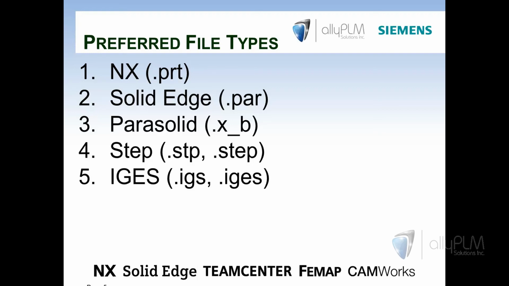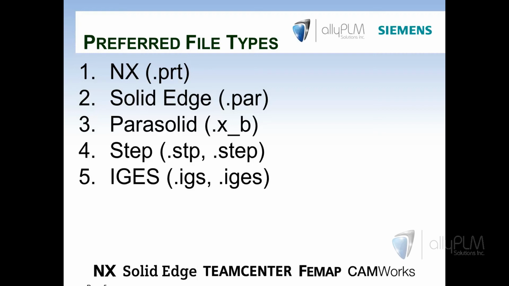The next option would be a Solid Edge file. This should be a .par file. Solid Edge and NX are both Siemens products, so this is a direct file open into NX. Also, there's some interoperability between NX and Solid Edge.